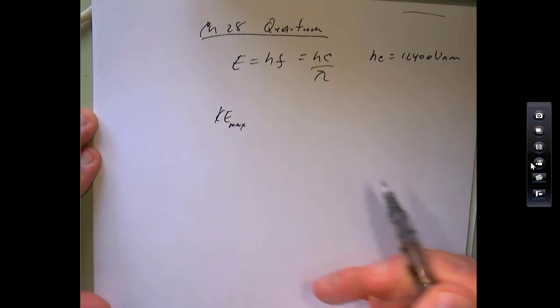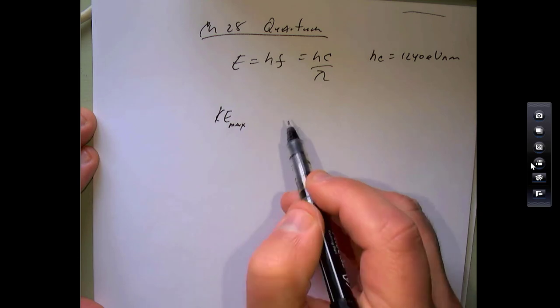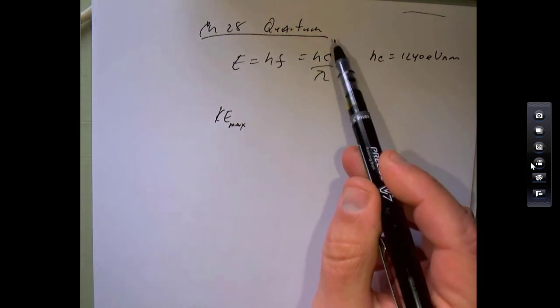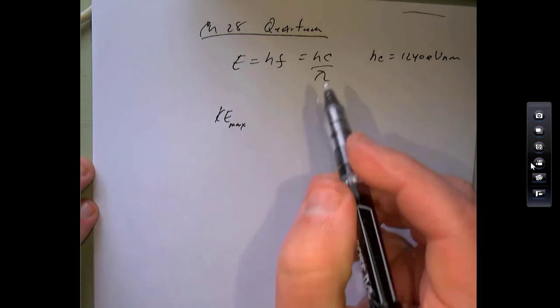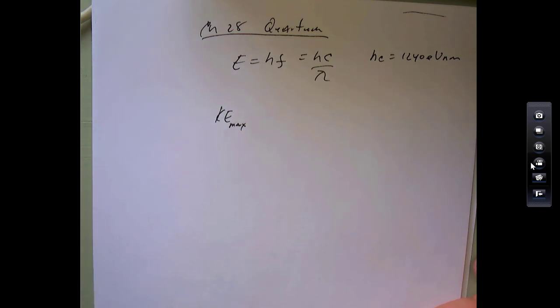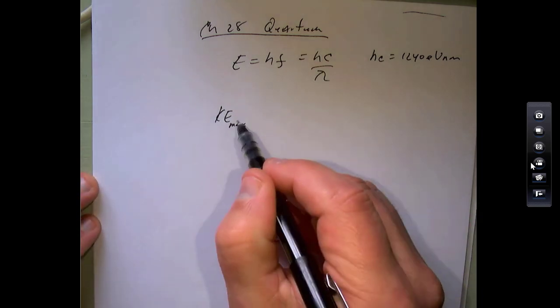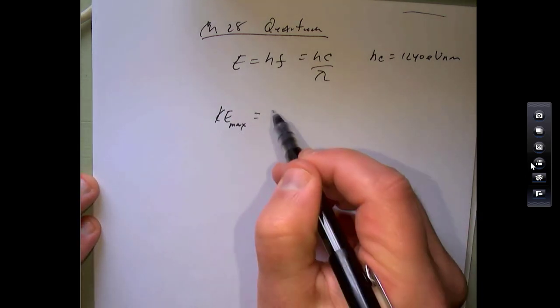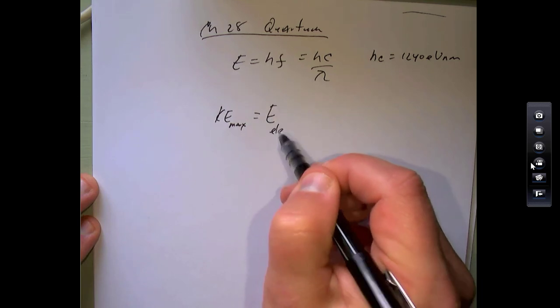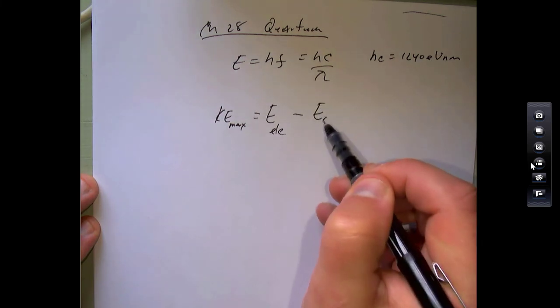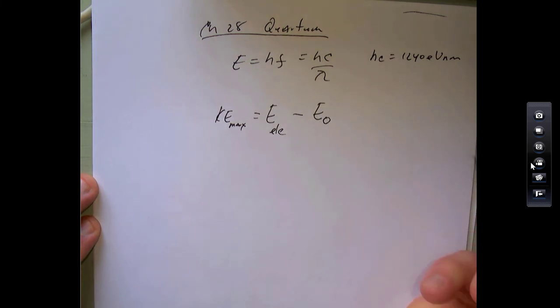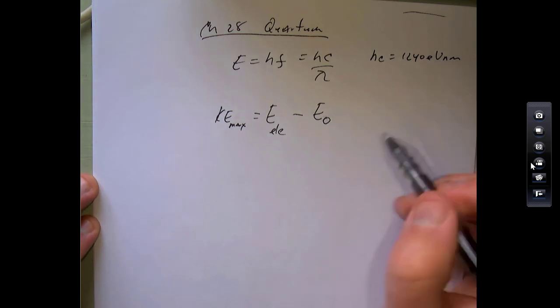So the maximum kinetic energy that an electron has. The photoelectric effect is the idea that you shine light on a piece of metal and you can liberate electrons. The electrons grab onto this energy and they can leave the surface with a maximum kinetic energy that's determined by the energy that a photon has, minus something called the work function. Now when you did the most recent lab, the photoelectric effect, this is called the work function.